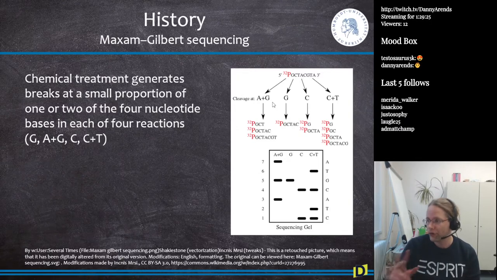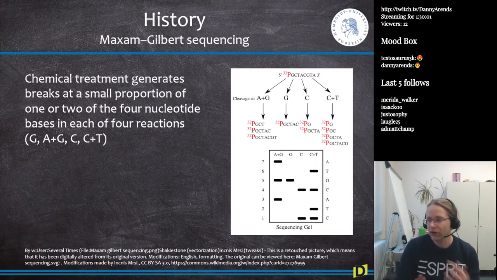So what you do is you cut the DNA, then you bring it on a gel, and the gel separates DNA based on its size. So you get a size band at 7, because the 7th base pair was an A. You get a band at 5 because it cuts here at the G, and you get a band at 3 because it also cut at this A. And you do the same thing for a chemical which cuts at the G, another chemical which cuts at C, and another chemical which cuts at C or T.